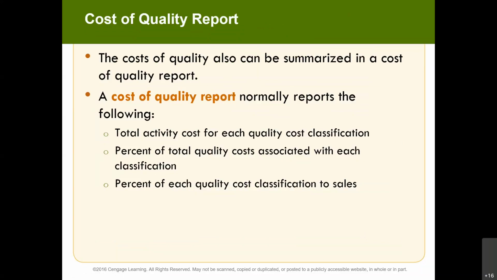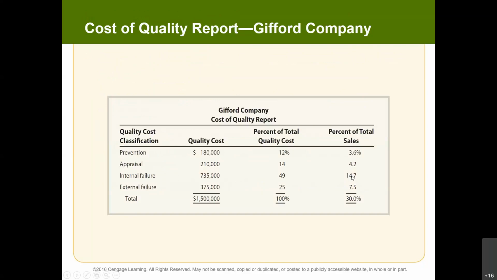And so we can look at this information through a report as well. The cost of quality also can be summarized in a quality report. This is called a cost of quality report, and it shows information of total activity costs for each quality cost classification that we just saw in the Pareto chart, the percent of total quality associated with each classification, and the percent of each quality cost to its classification to sales. And here's how that looks from a report perspective. We see the classifications here on the left, the total quality costs associated with each category, the percent of total quality costs, and the percent to total sales.